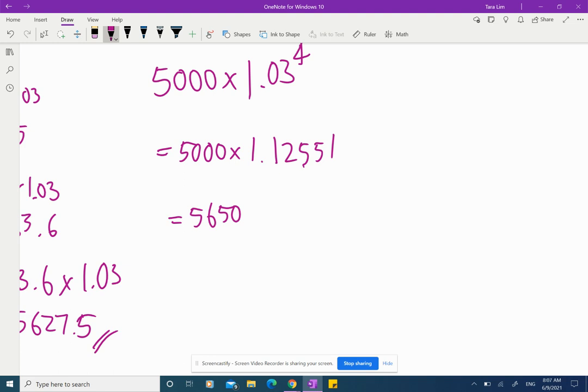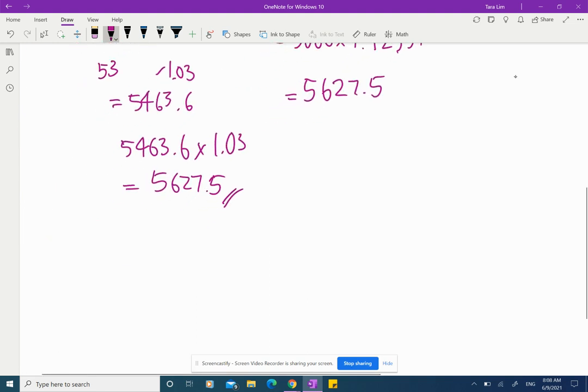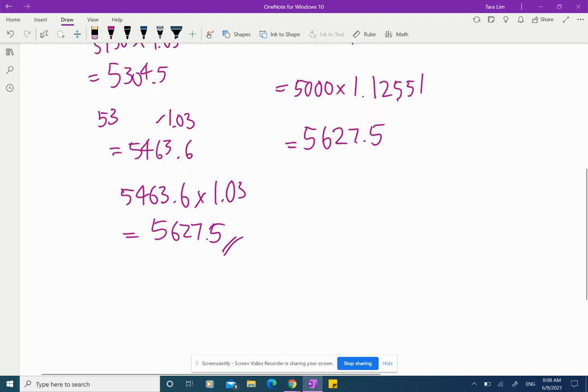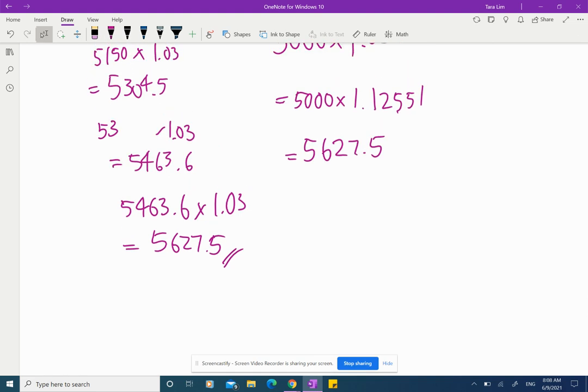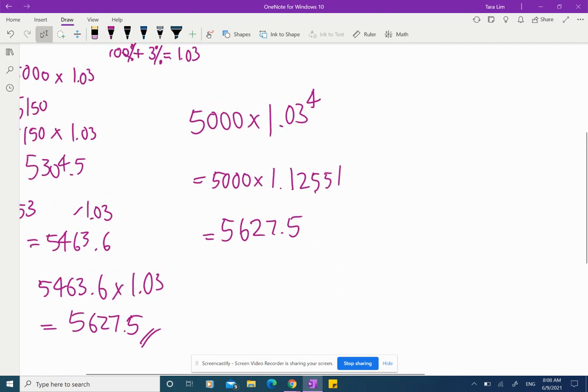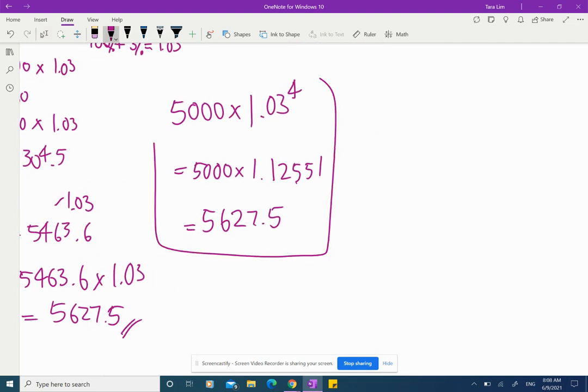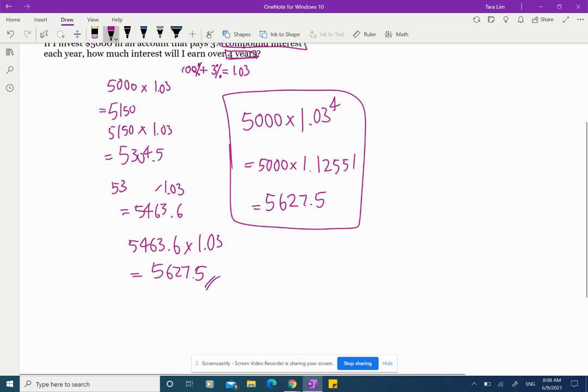So let's try that. So 5,000 times 1.12551, and that will give us 5,627.5. And that is exactly the same as this method. So both methods are good, but one method is definitely faster. So I suggest you do this method here instead of doing step by step.